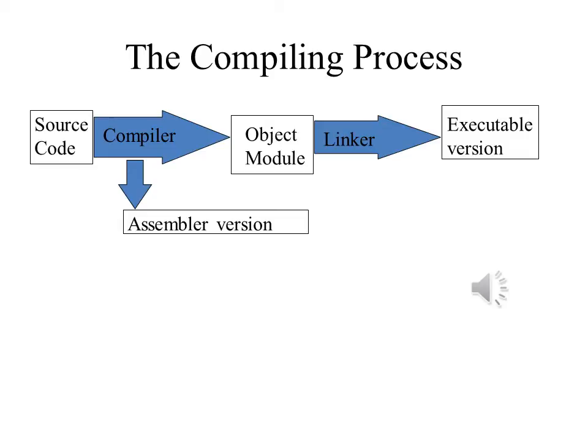While compilers may have an option that allows the programmer to choose to create an assembly language version, this is not always the case, nor is it a necessary step. The option exists so that the programmer can see what a low-level language version of their program will look like.